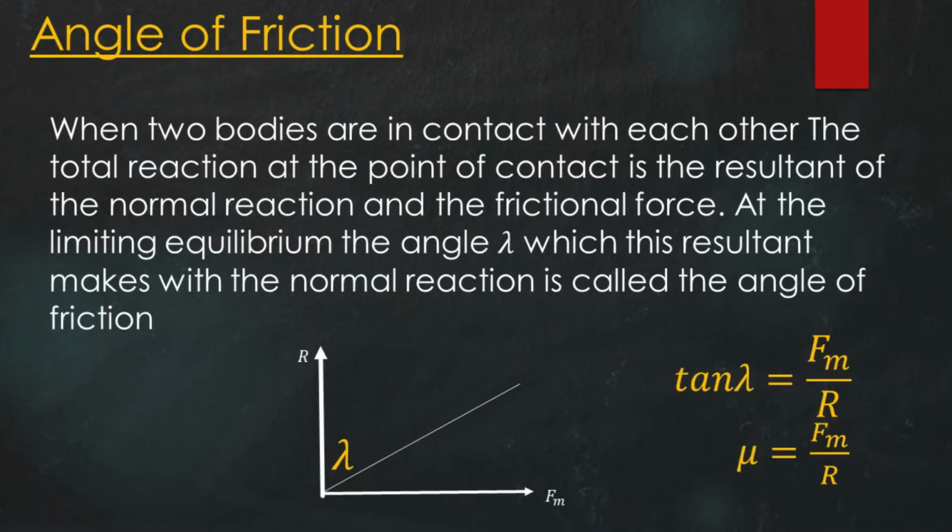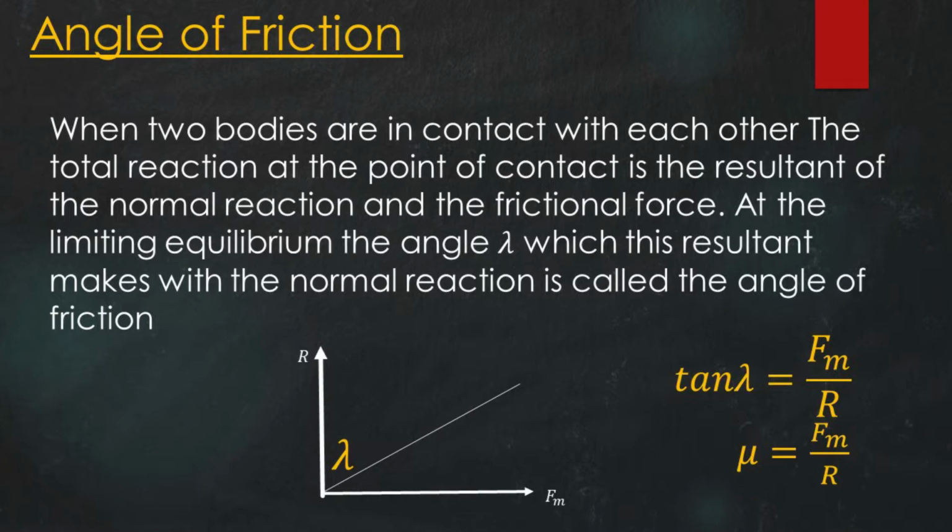Then we'll see the angle of friction. When two bodies are in contact with each other, the total reaction at the point of contact is the resultant of the normal reaction and the frictional force. At limiting equilibrium, the angle lambda which the resultant makes with the normal reaction is called the angle of friction. The angle of friction is always measured relative to the reaction axis, not the Fm axis. Fm means our frictional force. You can see tan lambda equals Fm over R.